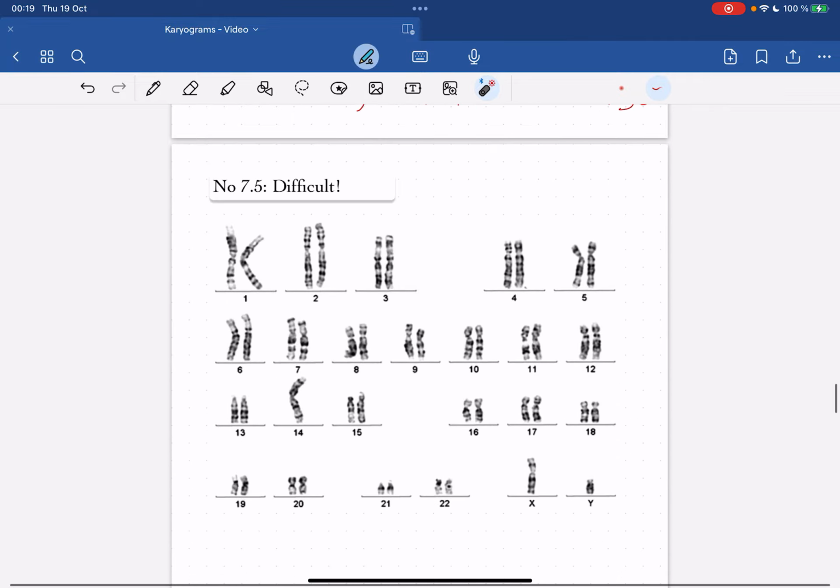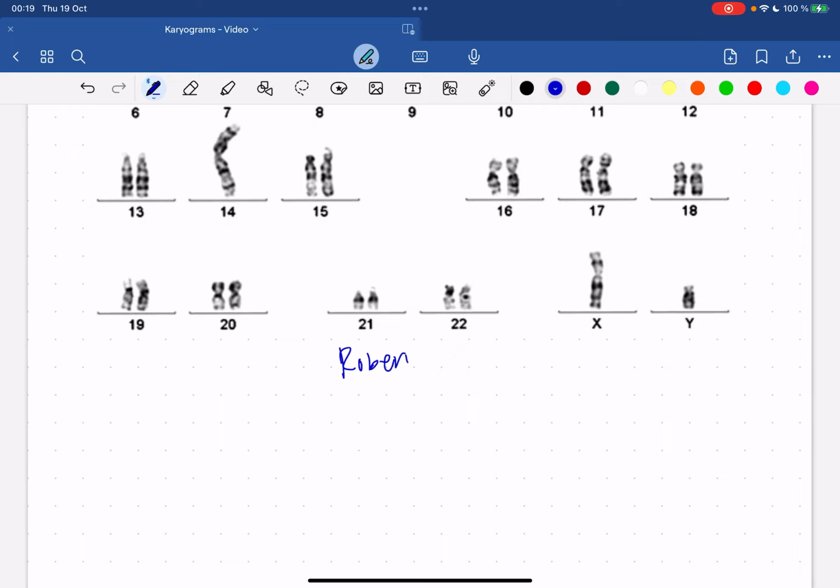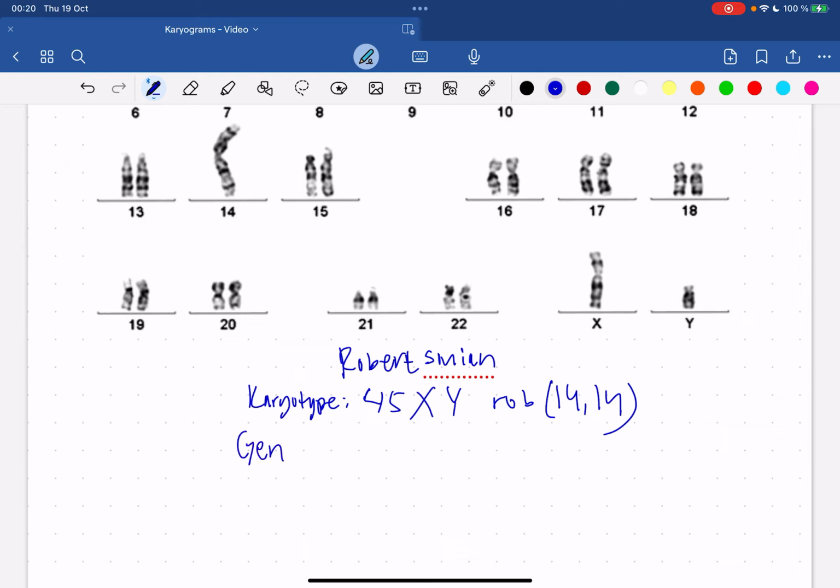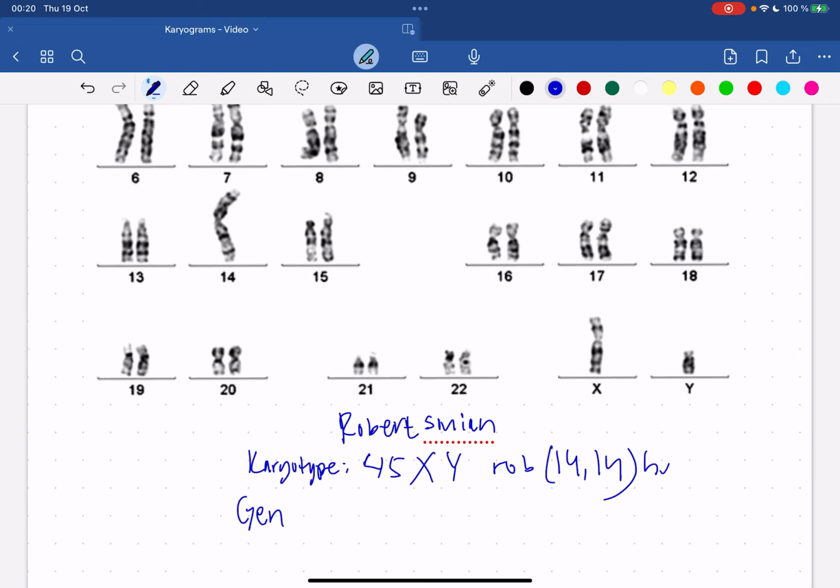So let's look at her right here. This would be Robertsonian, right? And we would have a karyotype of 46 minus 1, which is 45, X and Y. And then Robertsonian 21, 20. Oh, sorry. Robertsonian is 14, 14 because the 14 that was here migrated into the 14 that was there. So in our case, that would be 14, 14. And would this be healthy or not? Well, we're not losing nor gaining any genetic information. It's just stored right there, so that would actually be healthy.